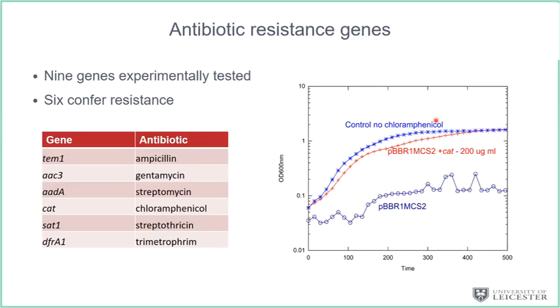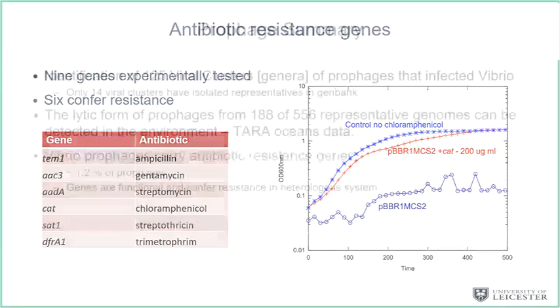And we've gone on to look at the minimal inhibitory concentration of these. But he was actually able to show that prophage encoded genes conferred resistance to at least 6 different antibiotics.